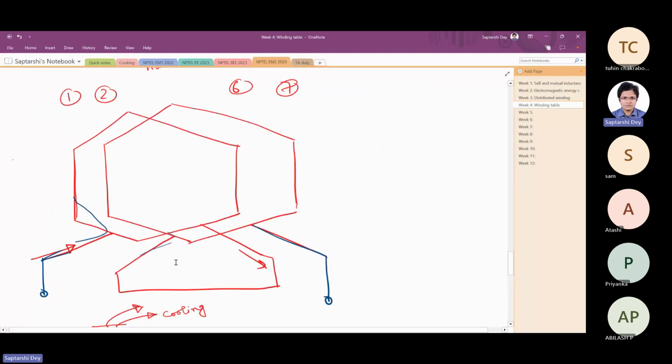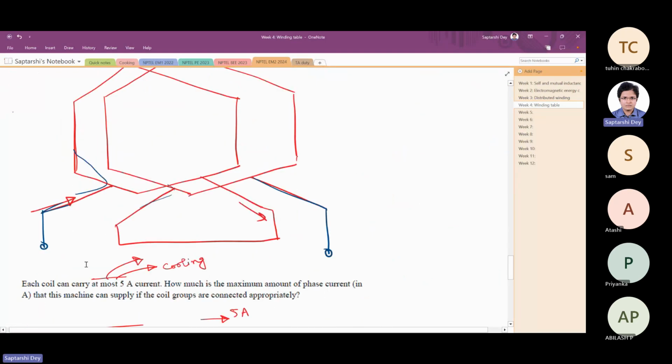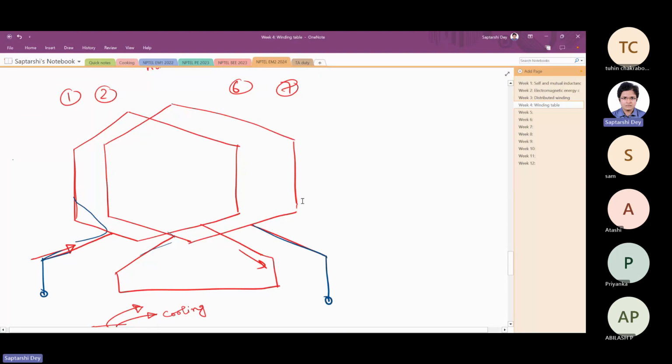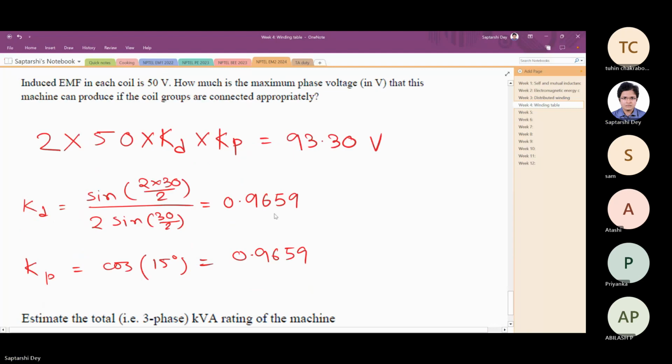These groups are series connected. These two coils in a group, they're series connected. That's why we can say the same current is flowing, 5 ampere. They are connected in series but shifted in space. Why shifted? Because you cannot have both of them in the same slot. Now since they're shifted in space, this kd appears and kp appears because they are short pitched.